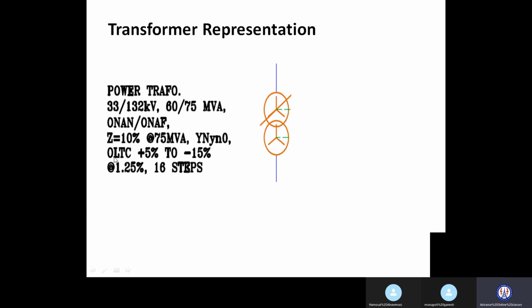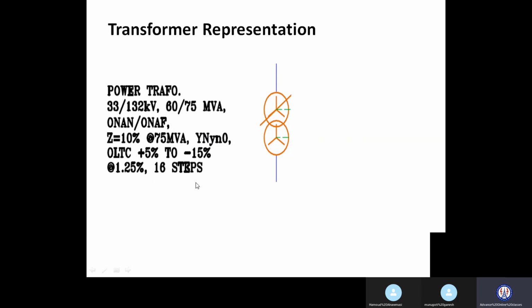This range, OLTC or OCTC, depends on wherever you are installing the transformer and how much chance of voltage fluctuation there is. For example, where this transformer is installed, there is a chance of voltage fluctuation of plus 5 to minus 15%. That means the voltage increases by 5% or decreases by 15%. So this is the range of a tap changer.